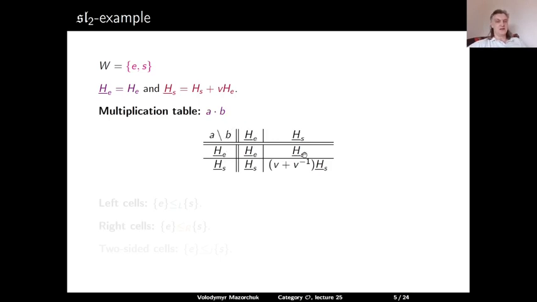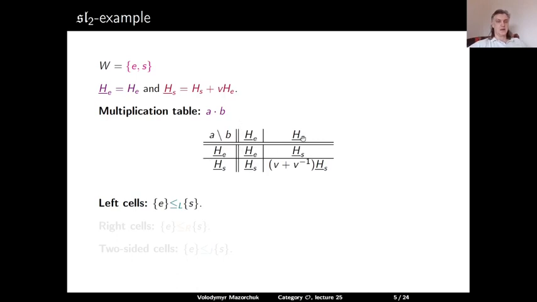HE underlined is the identity, and HS underlined squared is equal to V plus V inverse times HS underlined. From this multiplication table, we see that the left cells are given as follows. So E is the left minimal element, and S is the left maximal element. This is because starting from HE, we can get HE and HS. Multiplying on the left, starting from HS, we can only get HS.